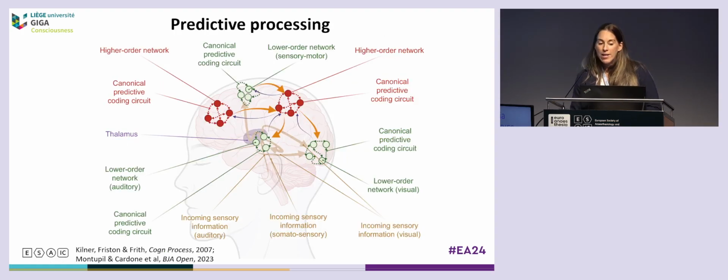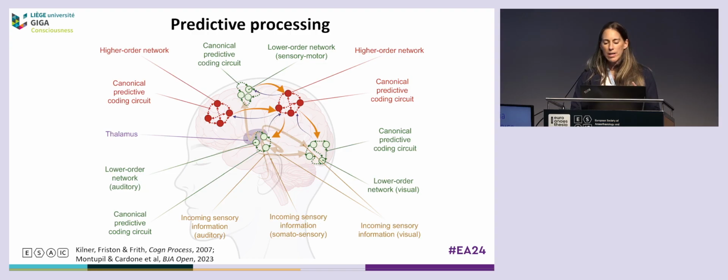And then the last theory is predictive processing, or predictive coding, from Karl Friston and colleagues. They claim that in the brain you have higher-order networks, again more in the frontoparietal network, that have canonical predictive coding circuits which already give hypotheses about the world. So we already have some predictions in the brain.